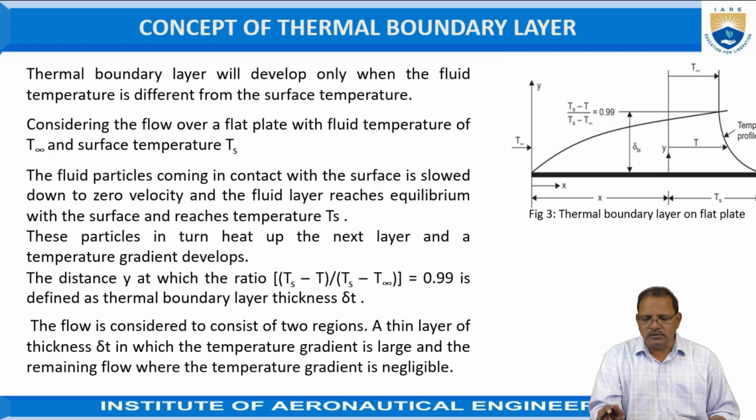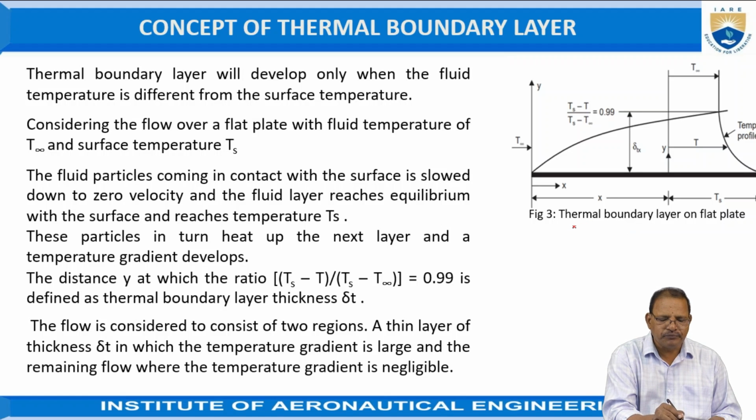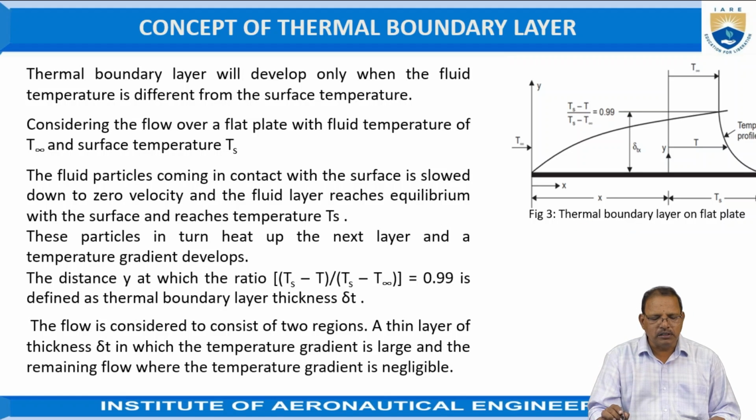At a certain height, which we have taken as delta, it attains the maximum velocity, that is the initial velocity of the fluid. That thickness is called the boundary layer thickness. Here this figure compares the thermal boundary layer with the hydro boundary layer. But in this case the plate is kept at a certain temperature, represented here as Ts, and the fluid temperature is represented as T alpha.